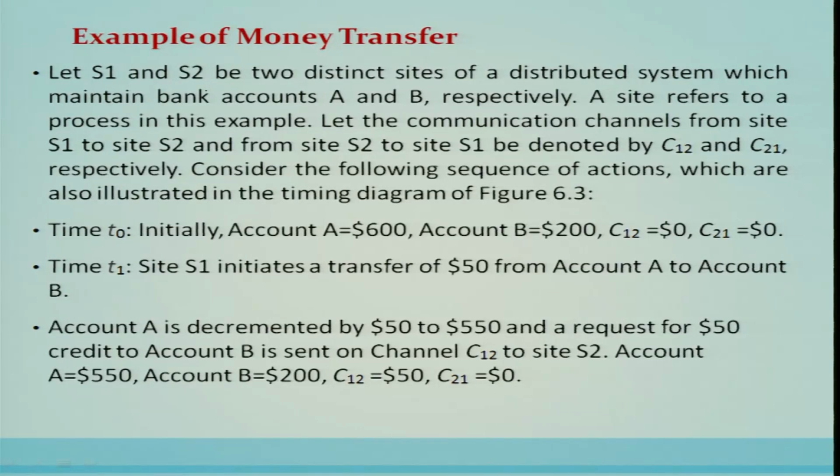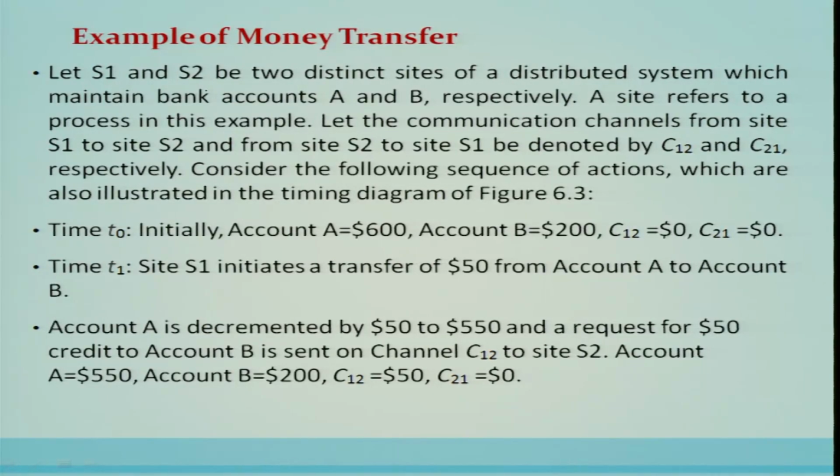Let S1 and S2 be two distinct sites of a distributed system which maintain bank accounts A and B respectively. A site refers to a process in this example. Let the communication channel from site 1 to site 2, and from site 2 to site 1, be denoted by C12 and C21 respectively. Consider the following sequence of actions, which are also illustrated in figure 6.3. At time T0, initially the account of A was 600 and the account of B was 200. Channel C12 was empty, and C21 was also empty.